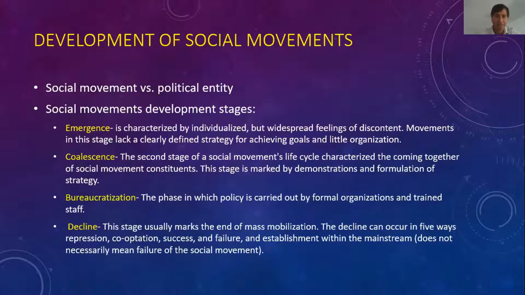The last stage that Blumer identified was related to establishment with the mainstream. This is when social movement goals and ideologies are adopted by the mainstream. So once they're adopted by the mainstream, there is really no need for a social movement.